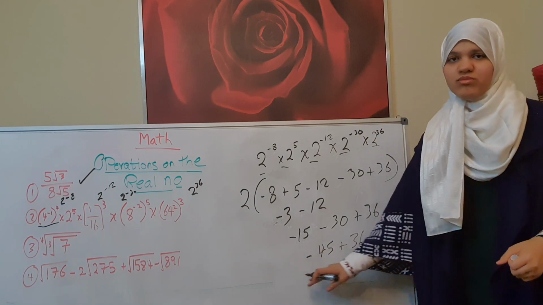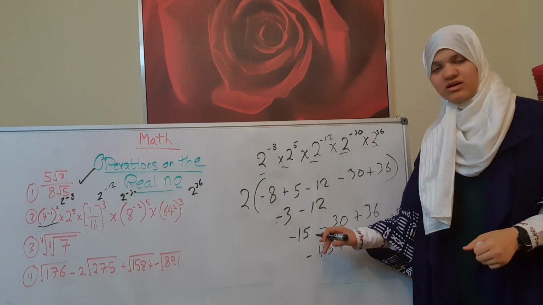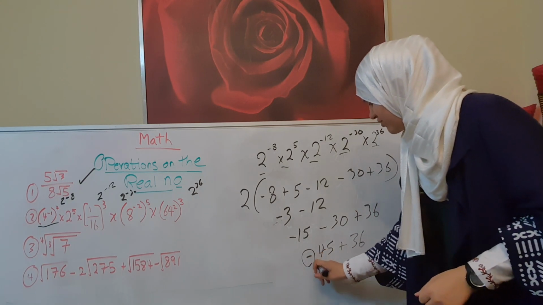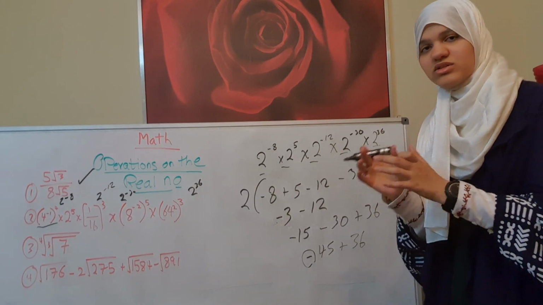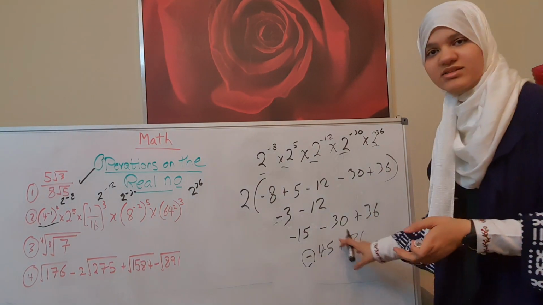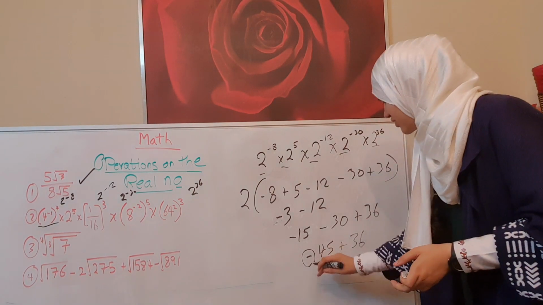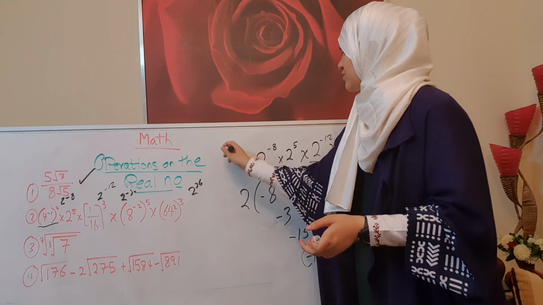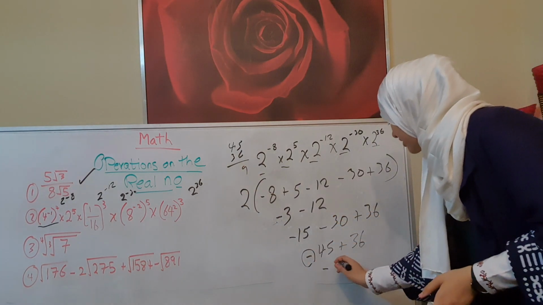Then what do we do? We subtract them. That means 45 minus 36, because the bigger number here is negative, so we subtract but take the sign of the bigger number. 45 is bigger than 36, and 45 has a negative sign. So the answer will be negative, 45 minus 36. It will be 9. So that means negative 9.